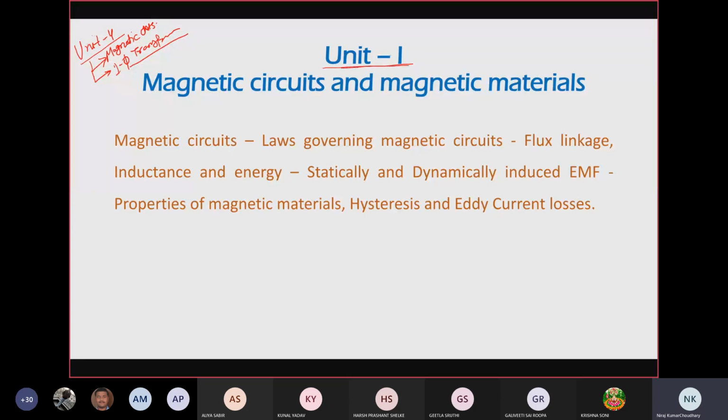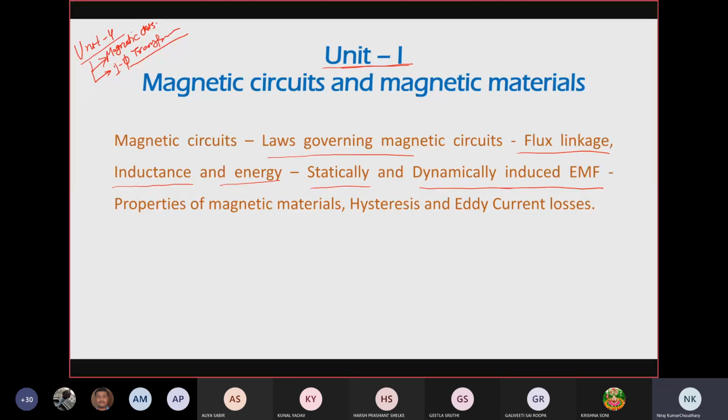discuss the basic magnetic circuits and some magnetic materials. That is, what are the properties of magnetic materials, what are the different laws which govern a magnetic circuit, then how flux linkage takes place through the different components of a magnetic circuit, and how inductance is produced, what are the different types of inductance, then how the energy is stored, what is the value of energy stored, then different types of induced EMFs, like statically and dynamically induced EMFs.